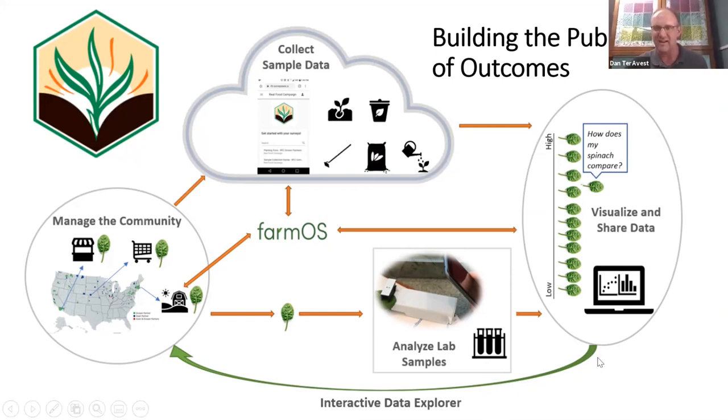We're going to be able to provide all of the insights back to growers using this interactive data explorer I mentioned. So the growers can come in, look at their data and ask, how does my spinach compare to everybody else's? The consumer can come in and say, how does this practice or this label compare to this label? So we continue to work on this technology infrastructure. We've come a long ways. And this is that component of building that public library that anybody can have access to.